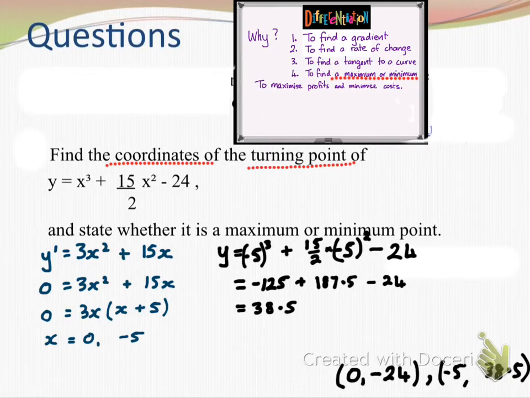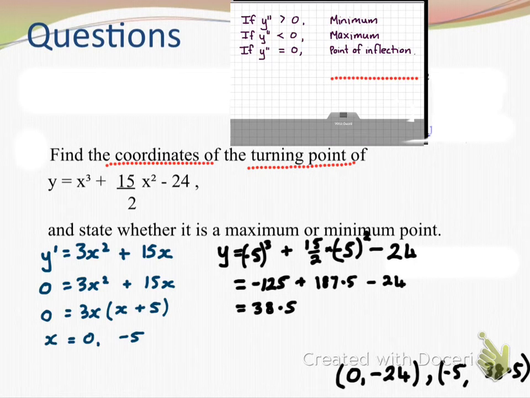You can now answer whether they are maximums or minimums. Now this is really a pathetic sort of question, because you can see that -24 is lower than 38.5. So the first one's a minimum and the second one's a maximum. However, we can use calculus to prove it.